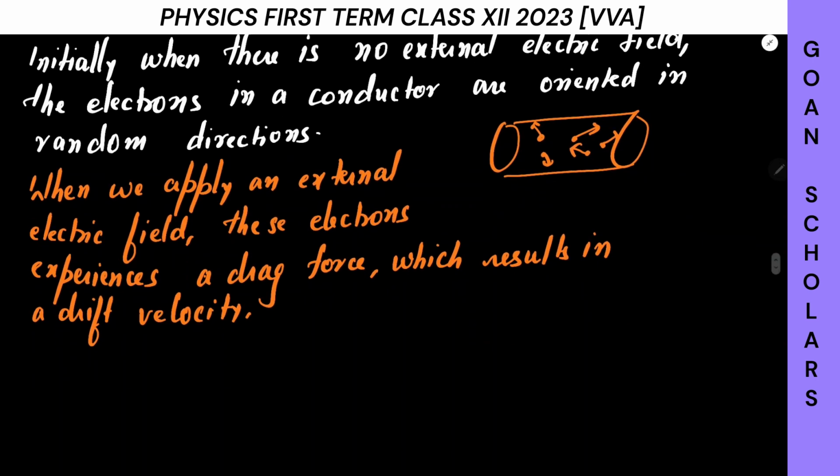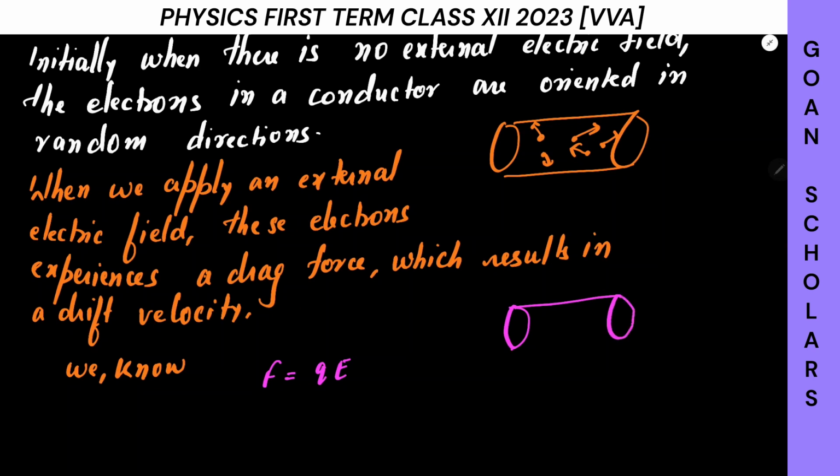So what is this drag force? We know that this drag force is given by F equals qE, correct? From which chapter? First chapter, Coulomb's law. Charge into electric field, where E is the external field. And how does the conductor now look?